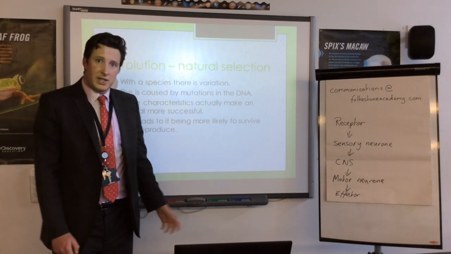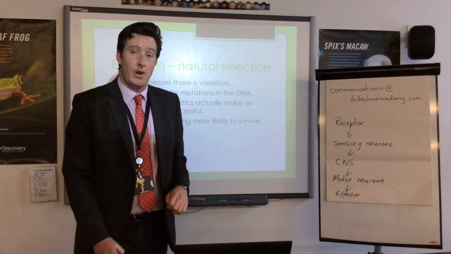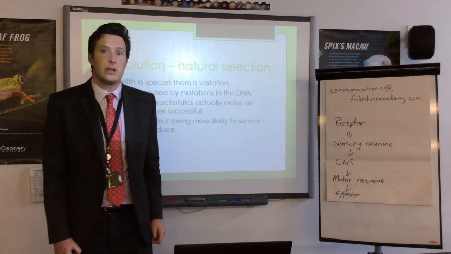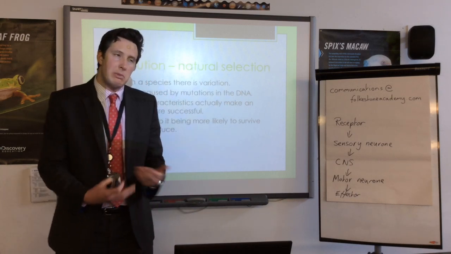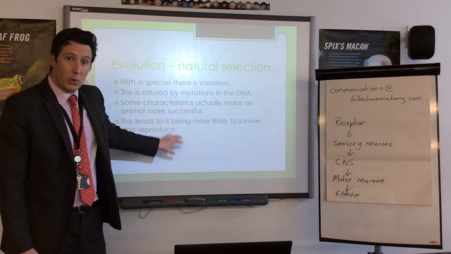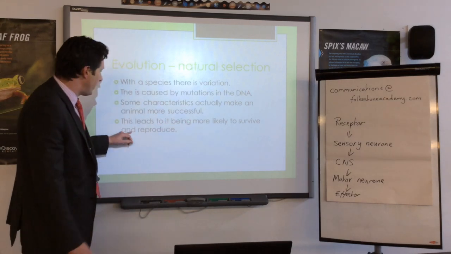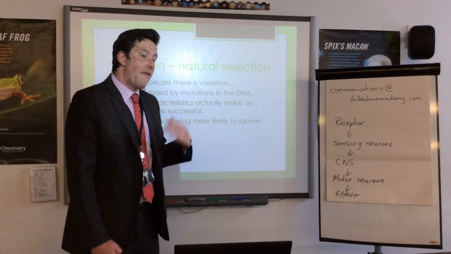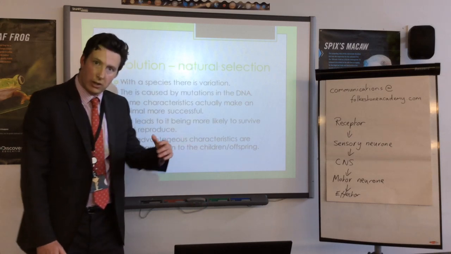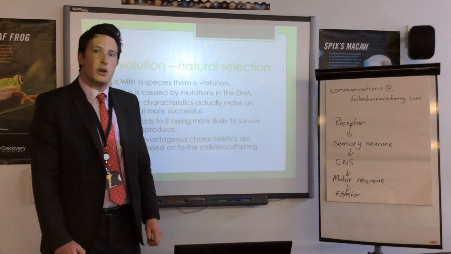The successful characteristic that it has actually makes it more likely to survive. And if an animal's more likely to survive, it's more likely to reproduce, because that's essentially all animals' end goal. I'm talking about animals, but it can also take place in plants as well. So if an organism is more successful, it's more likely to survive long enough to reach maturity, to reach a point where it can reproduce itself. And that final point means the advantageous characteristics, the long neck in the example I'm using, will be passed on to its children and its offspring.